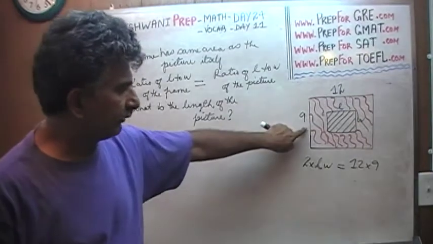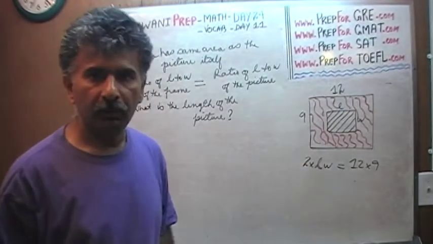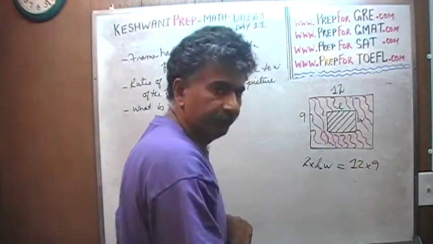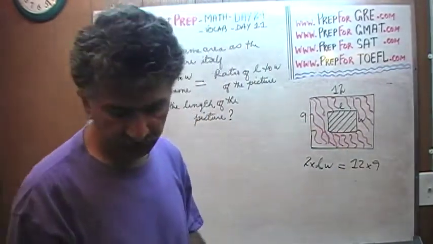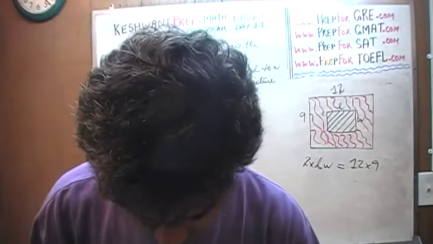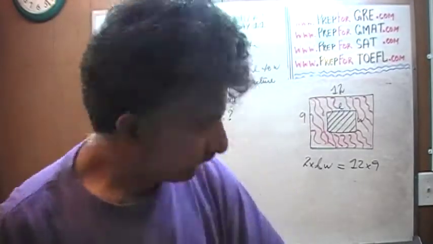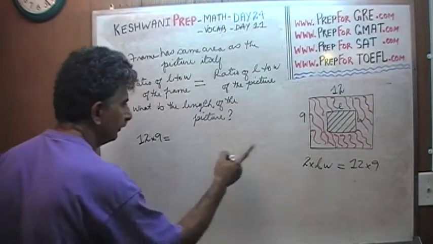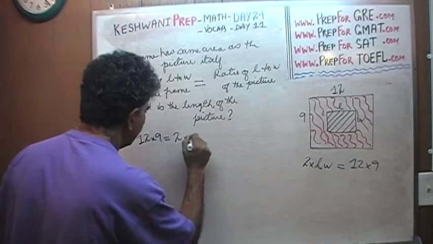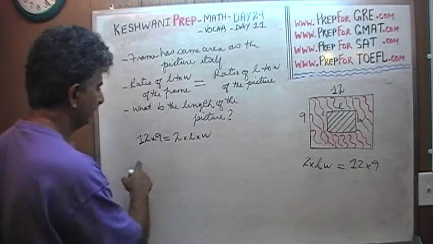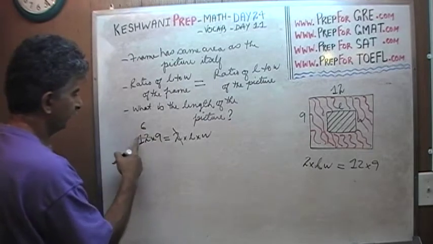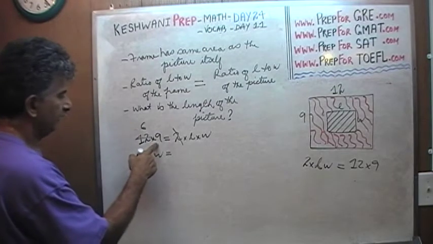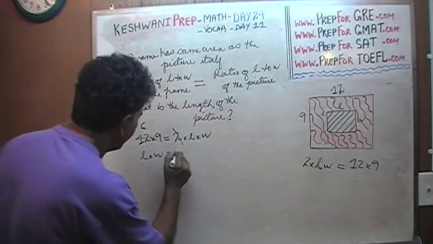But we are told that the area of the frame is the same as the area of the picture, which means 2 times the area of the picture is the same as the area of the entire thing. And that is the same as 12 times 9. So that's our first equation. 12 times 9 equals 2 times length times width. Divide both sides by 2. And we end up with 6 times 9, so the length times width equals 6 times 9. 6 times 10 is 60, so it's 54.